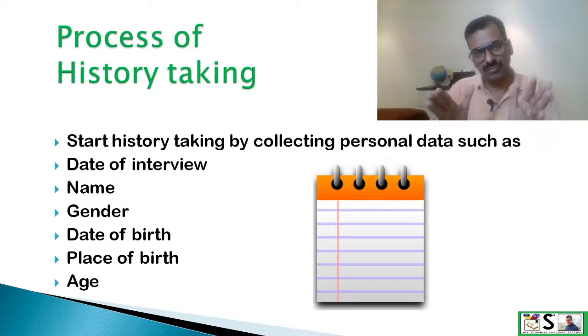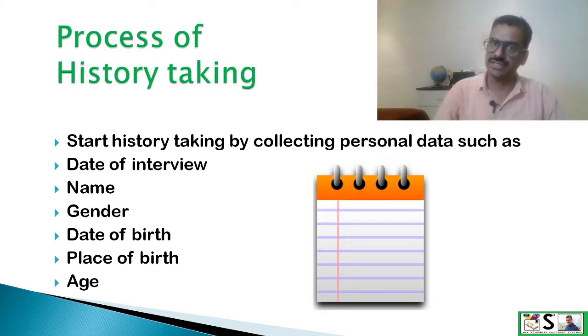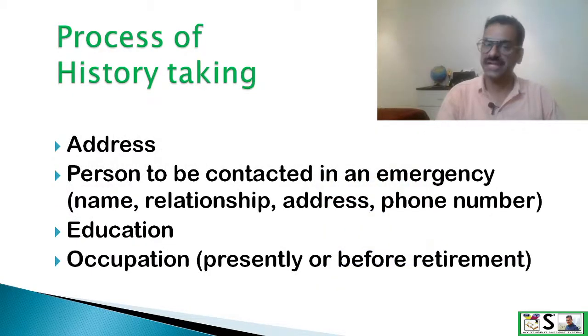After these settings, now you are ready to start the process of history taking. Start history taking by collecting personal data first of all, such as date of interview, name of the client, gender, date of birth, place of birth, age of the client, address, and person to be contacted in an emergency. Write the name, relationship, address, and phone number.